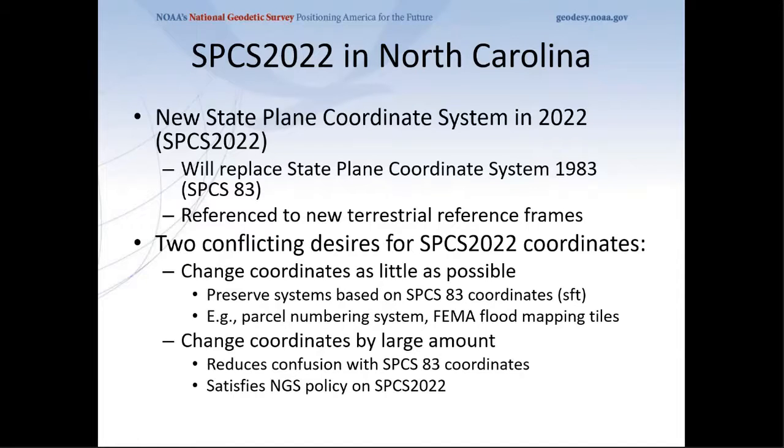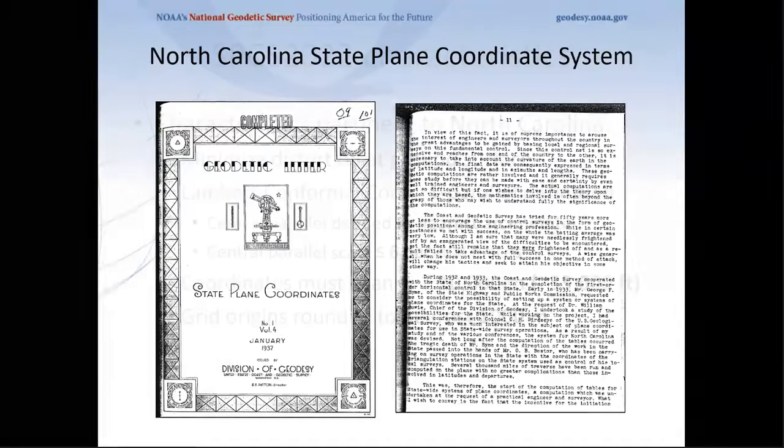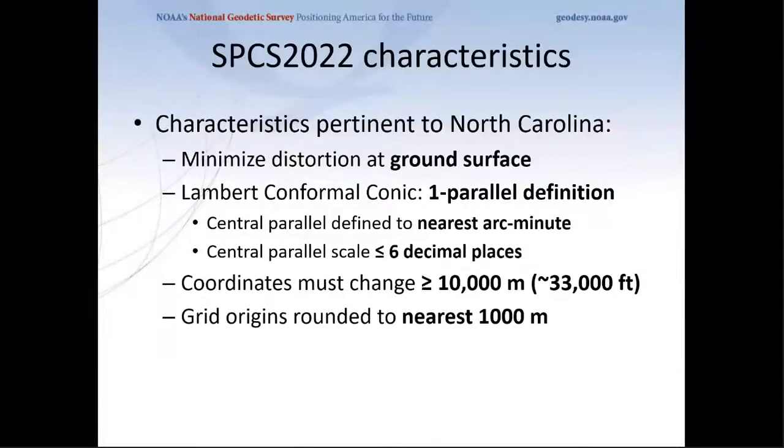And so you will see, and I'll show you slides, we'll have very large changes between our current state plane coordinate system and the new state plane coordinate system. Just a bit of history here. North Carolina was the first state to develop a state plane coordinate system. So we're kind of the birthplace of state plane coordinates. And this 1937 article here has information about what was sent to the Coast and Geodetic Survey at the time.